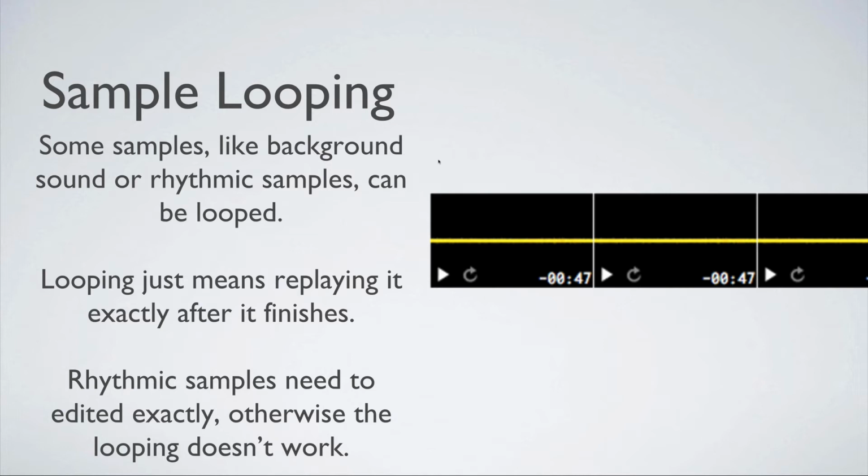So with some samples, like background sound or rhythmic samples, you can loop them to create longer sounds. Looping just means replaying the sound exactly after it finishes. So you play through the sound, this is that background noise sample you saw before, and then you restart the same sample and you do it again. Rhythmic samples need to be edited exactly, otherwise the looping doesn't work. You need to get the rhythm correct. If you want a 1 bar loop, you need to make sure that you have exactly the right amount of sample for 1 bar.